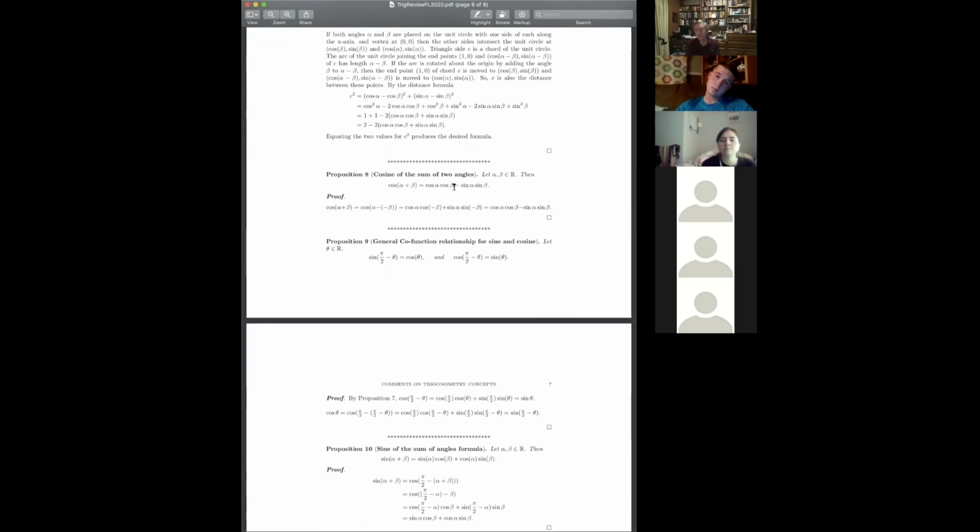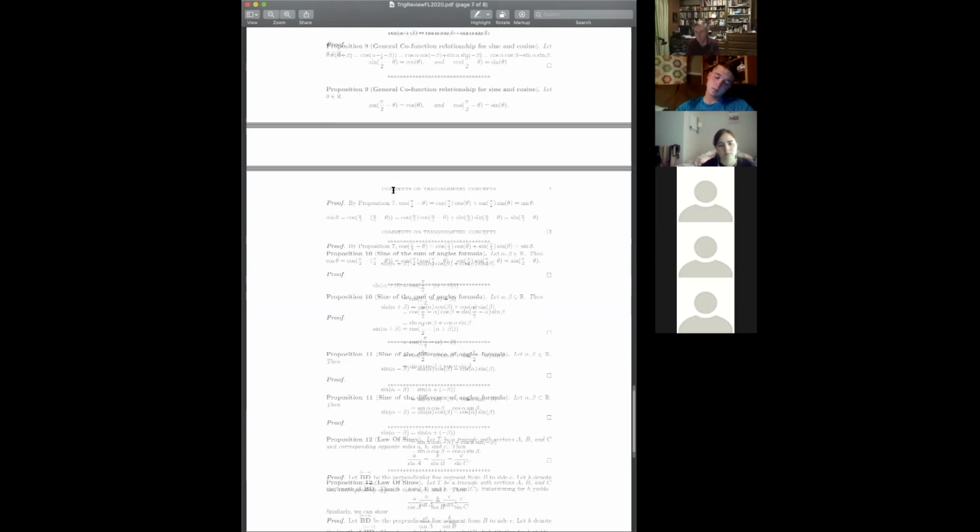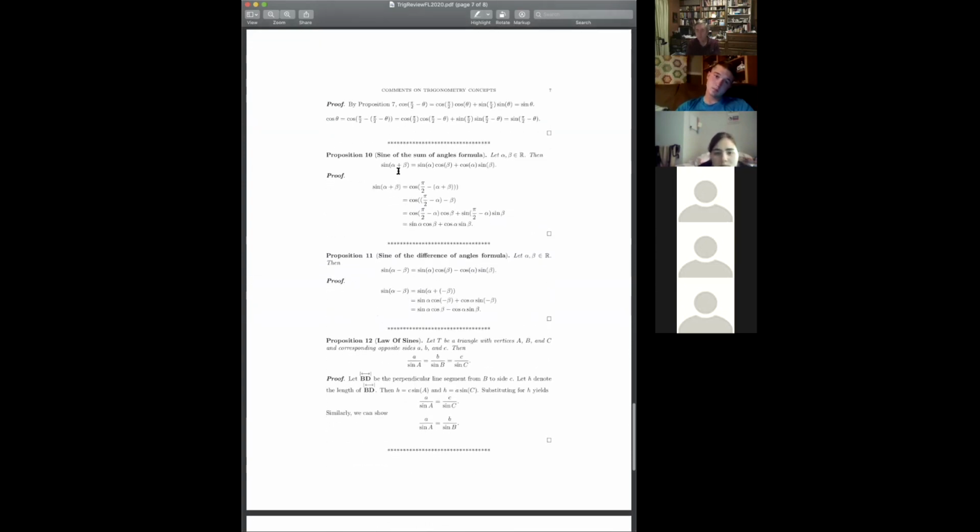When do you put a plus? When do you put a minus? And it's cosine, cosine, sine, sine for cosine, because a little bit later, when you do the sine, it's different. The sine of the sum is sine cosine plus cosine sine.